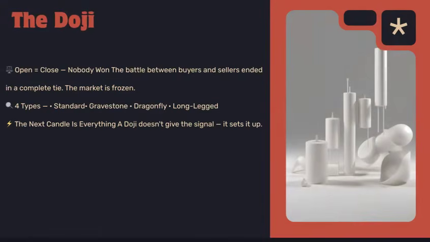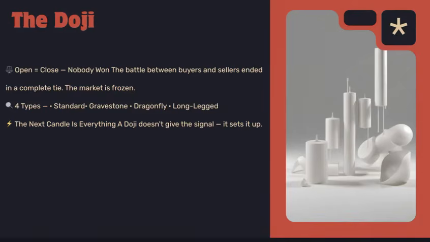We enter a completely different category that belongs to neither side, a doji. It's unique because it doesn't declare a winner, it declares a tie. Its open and close are at almost exactly the same price. Neither buyers nor sellers could take control. The market is in indecision.